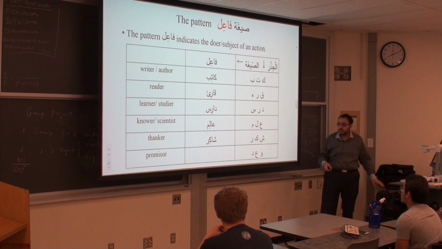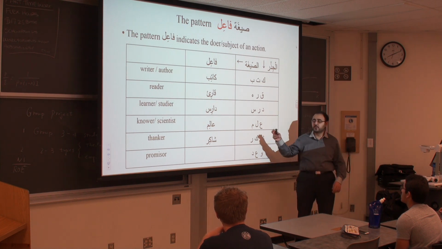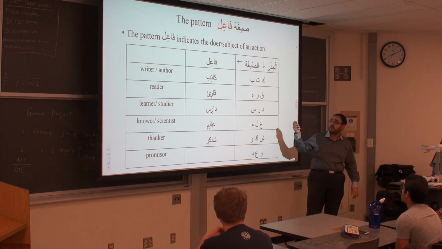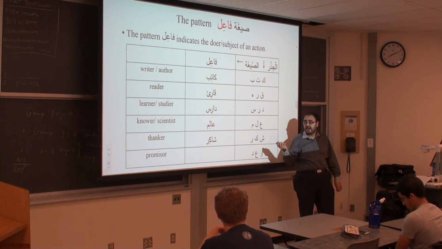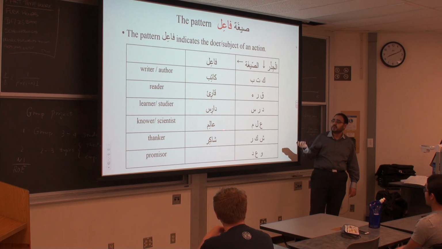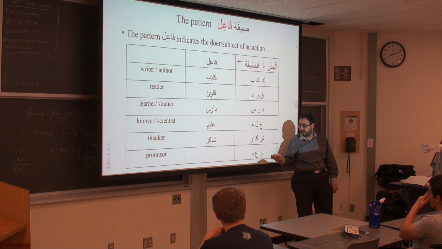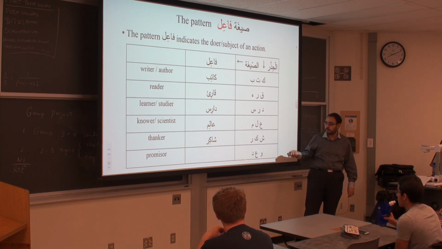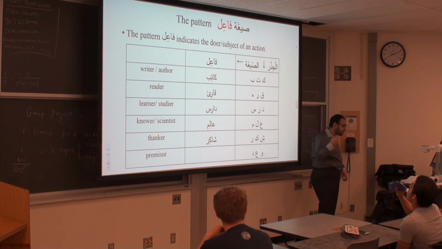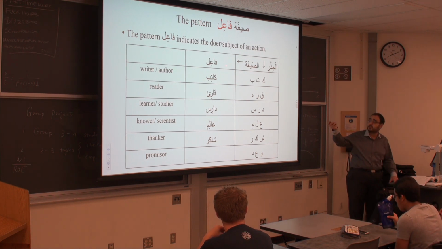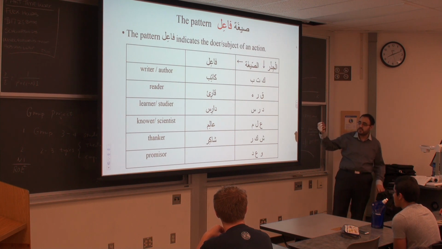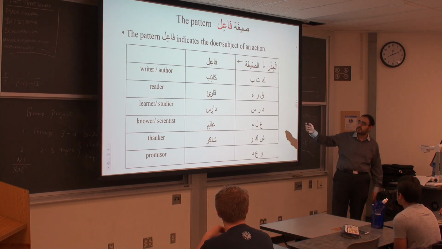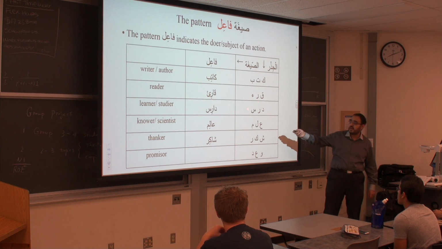واعد, that's it. So they'll always have the same morphological weight, which is فاعل. كاتب, writer; قارئ, reader; دارس, learner; عالم, literally knower, this root has to do with knowing; شاكر, thanker; واعد, promiser, this root has to do with promising. So all of the words sharing the pattern فاعل will be the doer of the action. What action is specific will be determined by the root.